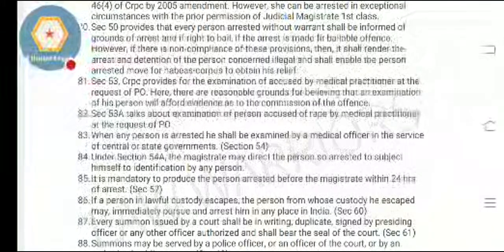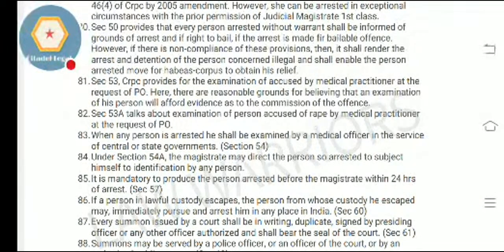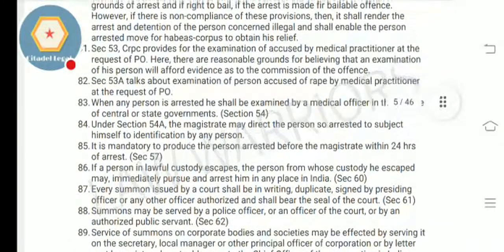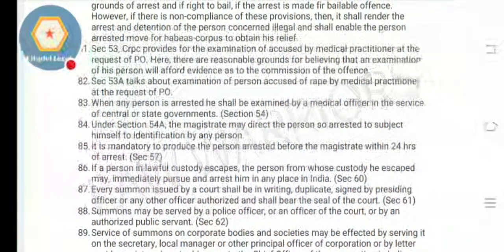Now point 83: when any person is arrested, he shall be examined by a medical officer in the service of the central or the state government. This has been said in section 54. So the medical practitioner who will be competent for the purpose of the CrPC shall be a medical practitioner in the service of the central or the state government. Now, there are exceptions to this provision too, because these registered medical practitioners in the service of the central and state government are not always available, and there are some offenses, just like in case of rape. Now, the time factor within which the examination has to be done is a very important factor.